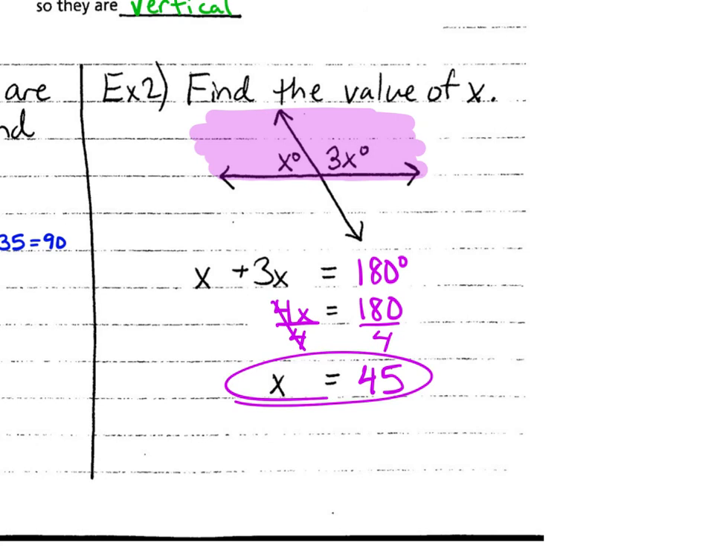I could go back in here and check it. I could plug it into my information here, and I could say, well, x is 45. 3x is 3 times 45, which would have to be 135. And if I add 45 plus 135, do I get 180? Yes, I do. So it did work.